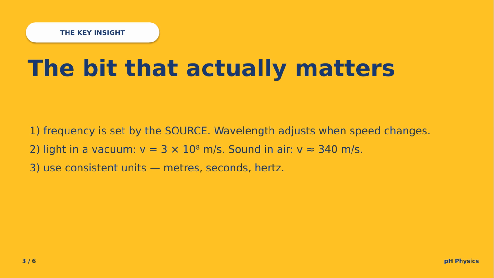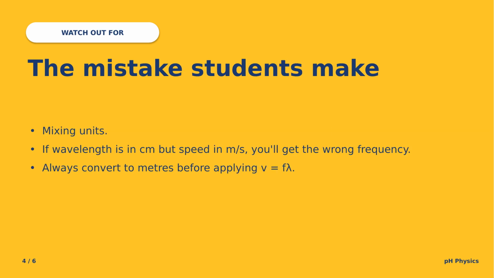3. Use consistent units: meters, seconds, hertz. Common slip, mixing the units. If wavelength is in centimeters but speed is in meters per second, you'll get the wrong frequency. Always convert to meters before applying V equals F lambda.